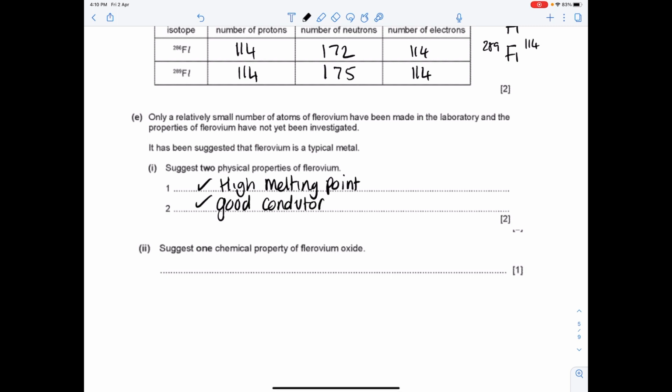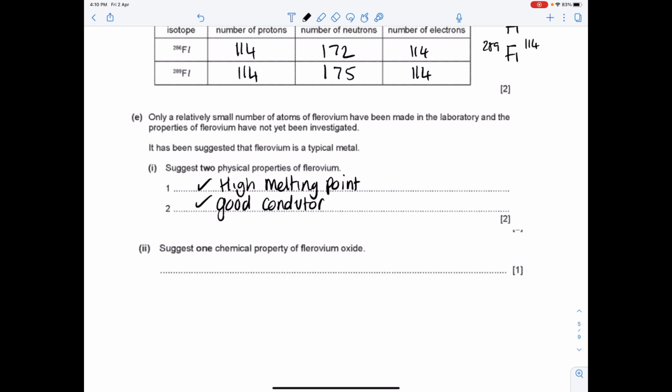You could also have shiny, sonorous. You could have malleable and ductile. You could have hard or dense, because it's going to have all of those classic transition metal properties.